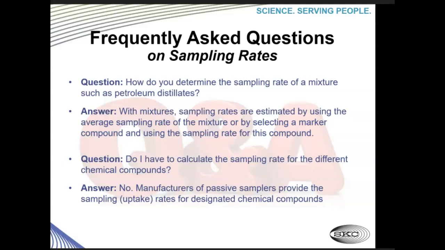Another question, do I have to calculate the sampling rate for the different chemical compounds? And you saw some of the formulas and the things that Jay talked about, so that could be pretty daunting, I would imagine. And fortunately, the answer is no. Manufacturers of passive samplers like SKC provide sampling or uptake rates for the designated chemical compounds. So you do not have to do the math and do the formulas. It's done for you.